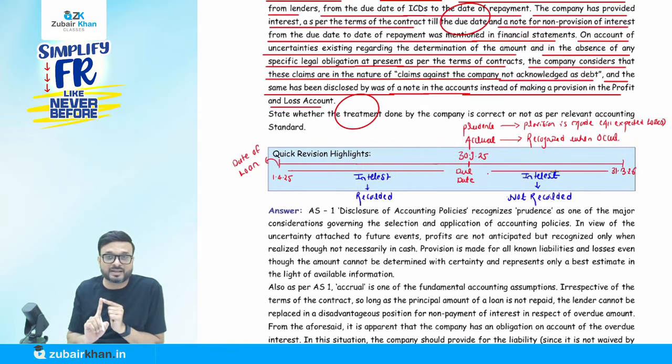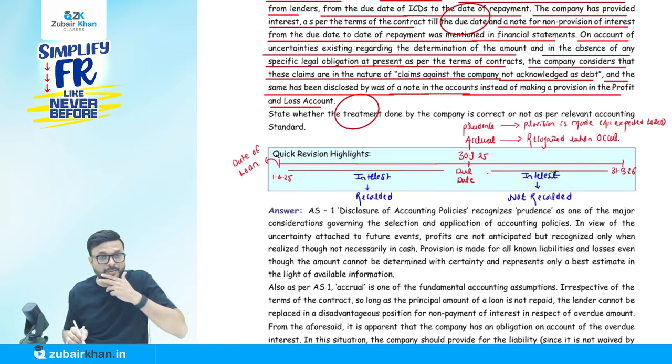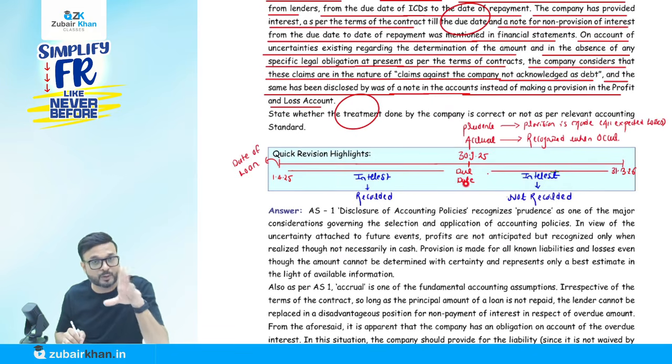Their argument is that it is not mentioned in the contract. But it is implied that even though it is not mentioned in the contract, if you are not doing the payment on the due date, the interest will still continue because you have not paid the amount. So their argument is incorrect. Now, which two points are going to be affected?